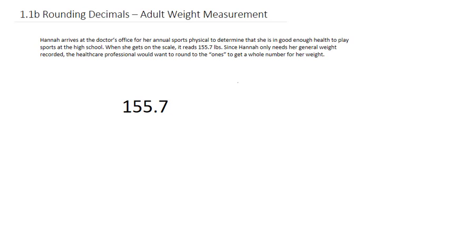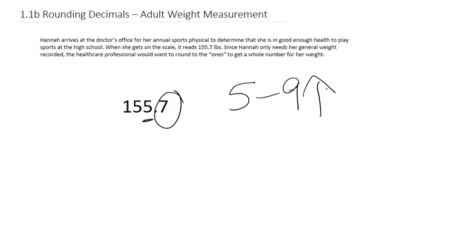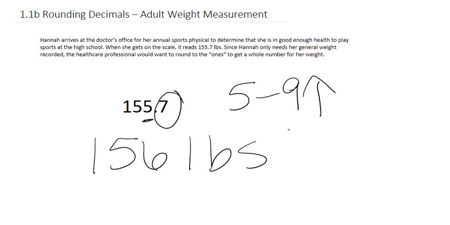155.7 pounds. Since Hannah only needs her general weight recorded, the healthcare professional would want to round to the ones to get a whole number for her weight. Therefore, the healthcare professional would then be looking at the 7. Let's go ahead and circle that, because that is to the right of the 5, which is the ones place. And so as 7 is between 5 to 9, we know we are rounding up. So we will be putting down in the charts that she is 156 pounds.